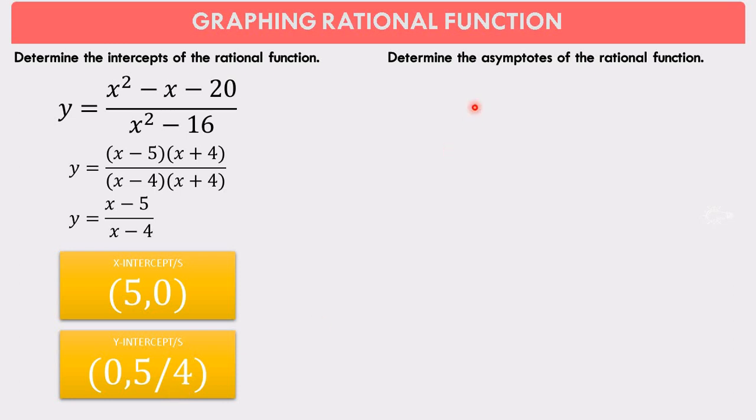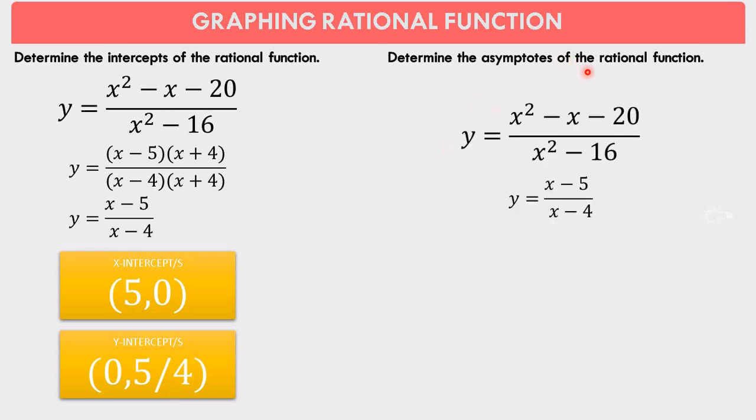So next one, determine the asymptotes of the rational function. First is the horizontal asymptote. We have the simplified rational function. Since the degree of the numerator is 1 and the denominator is 1 also, we divide the coefficients. 1 divided by 1 is 1, so y equals 1. So the horizontal asymptote is 1.